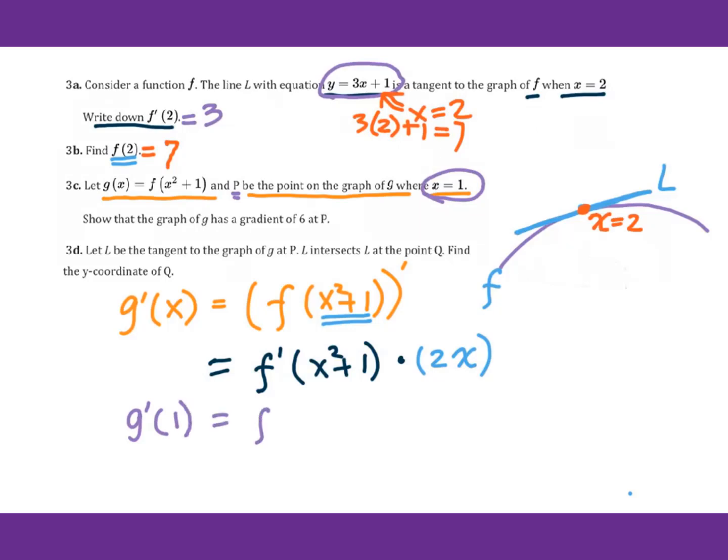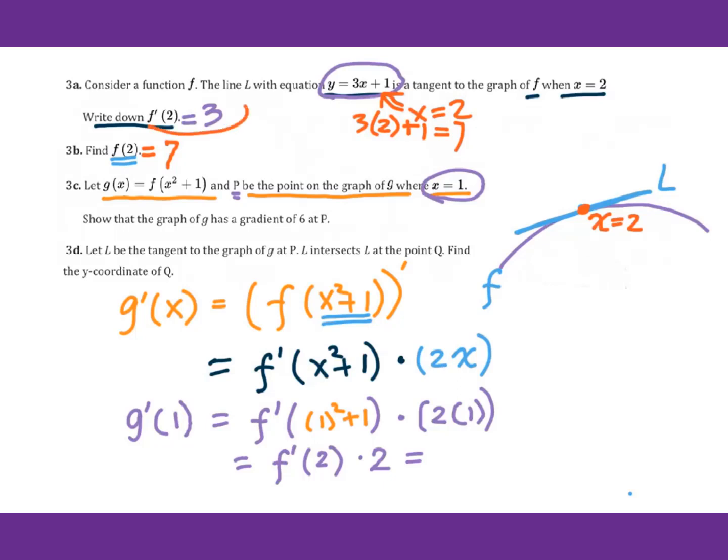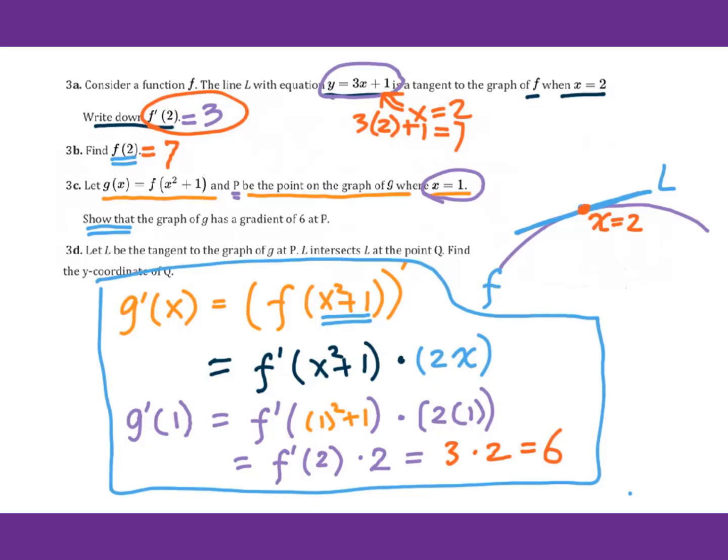You will get f derivative of 1 squared plus 1. Change every single x into 1, then times 2 times 1. You will get derivative of f of 2 times 2. We already got the derivative of f of 2 here. That's 3. So 3 times 2 equals 6. When you see the words show that, it means you work this out. It's the same as working out the gradient of the graph of g at P.